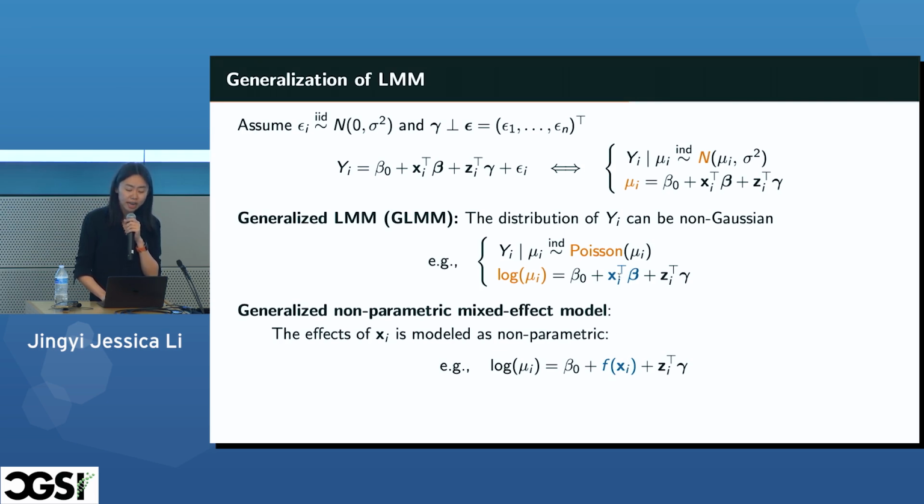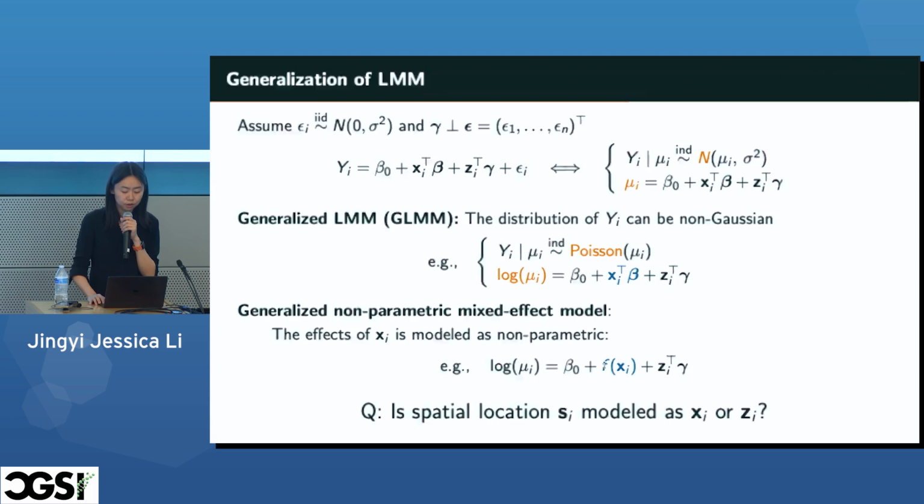So if we change xi transpose beta to some nonlinear function f, this is called non-parametric regression in statistics. So we can even have this generalized non-parametric fixed effect model, because you may not know the form of f beforehand, but you want to estimate it based on your data, right? You have to specify some basis functions and start from there to fit this model.